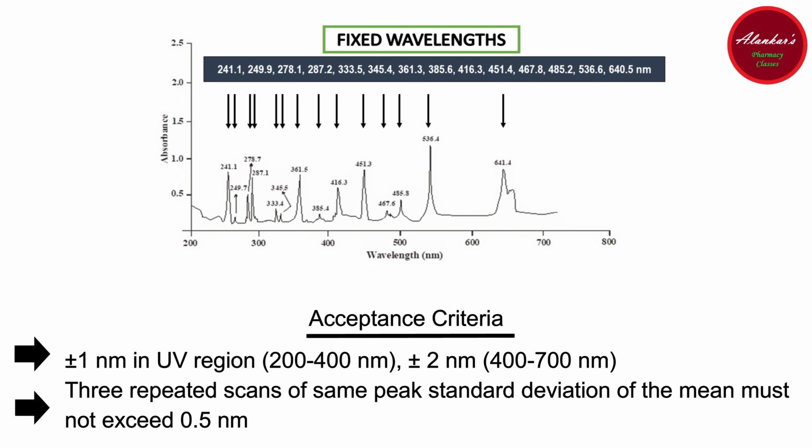nanometer only. The acceptance criteria for this: in the UV region, that is 200 to 400 nanometer, there should not be a deviation of more than plus minus 1 nanometer, and if it is above 400 nanometer up to 700 nanometer, the criteria is that it should not deviate by more than plus minus 2 nanometer. For three repeated scans of the same peak, the standard deviation of the mean must not exceed 0.5 nanometer.